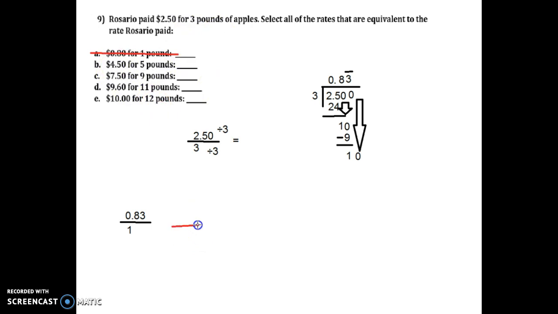So we're going to have to set it up again. Oh, let me turn that black. 5 is our bottom number. And now how did we get from 1 to 5? Well, we multiplied by 5, right? If I multiply this by 5, I'm going to multiply this by 5. I know this question is kind of a long one. And again, these are equivalent fractions. So we have 0.83 times 5 now, right?